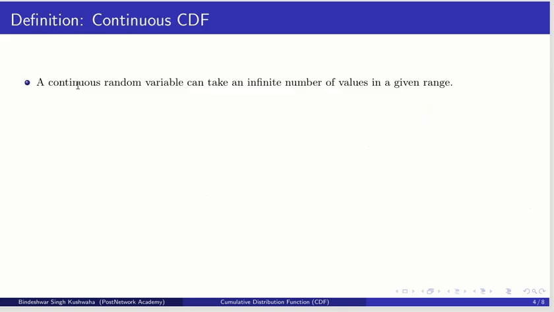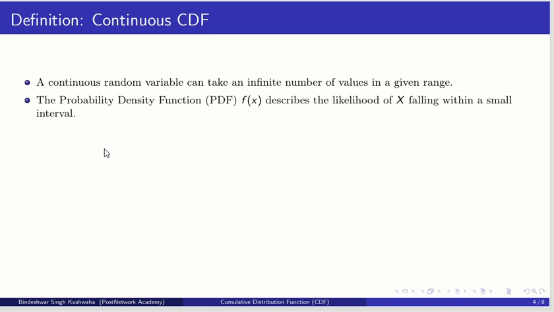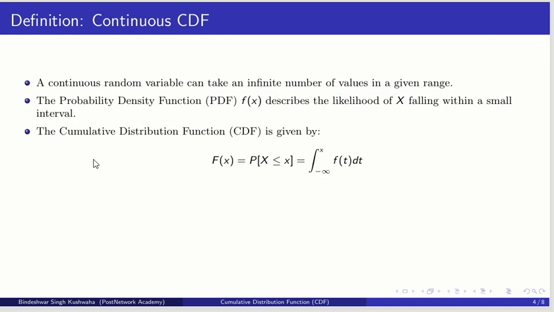Let us understand the continuous CDF, or cumulative distribution function. It can take an infinite number of values in a given range, because we know that between two real numbers there are infinite numbers. We cannot count them. Instead of the probability mass function, we will use the probability density function, which describes the likelihood of x falling within a small interval. You will understand by an example.